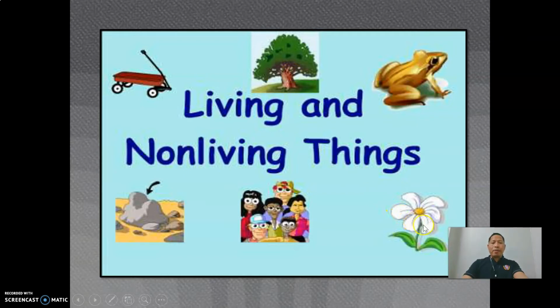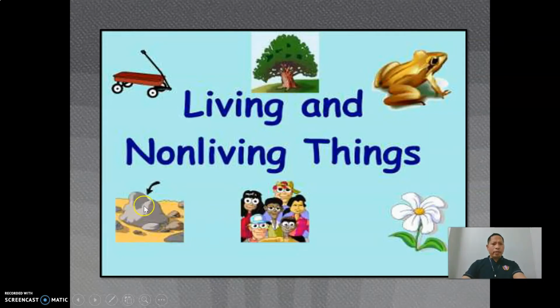And another example of a living thing is, what do you call this? Flower. A flower is a living thing. How about these guys? People. Is it living things? Yes or no? If you say yes, you are correct.